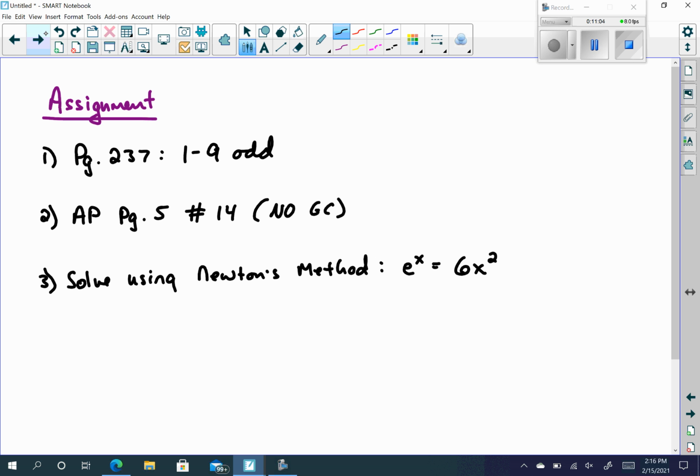Okay, so your assignment for today: on page 237, try 1 through 9 odd. Looking at AP practice problems, page 5, number 14. This one is no calculator. And then try another solving an equation using Newton's method here. This is e to the x is equal to 6x squared. Again, take this out to 12 decimal places and write out how many iterations it took for the solution to converge.